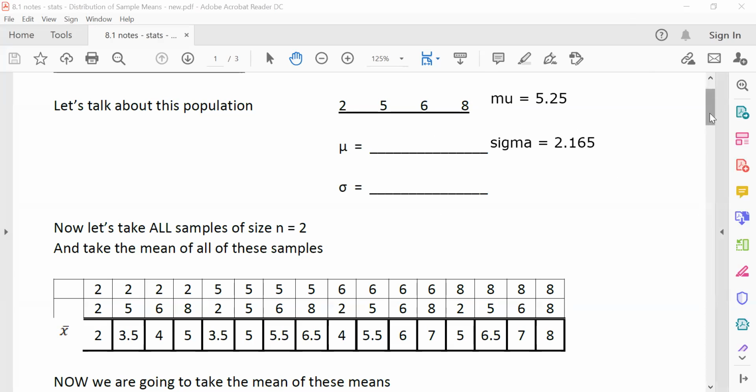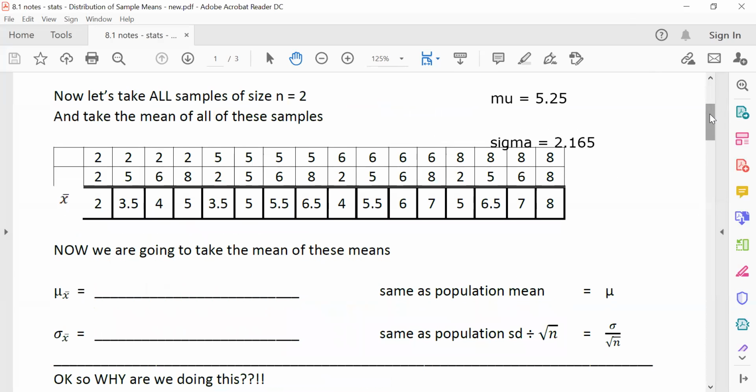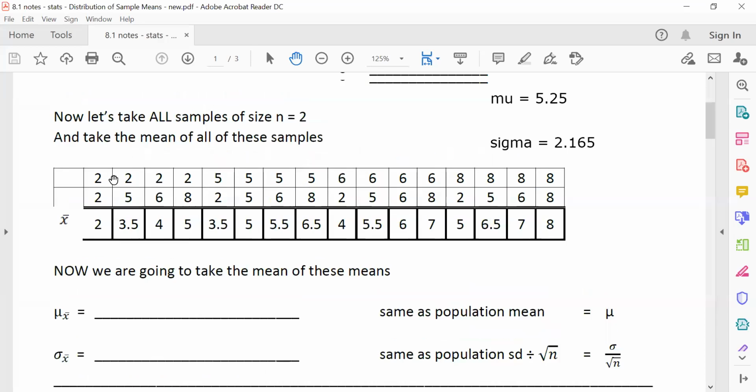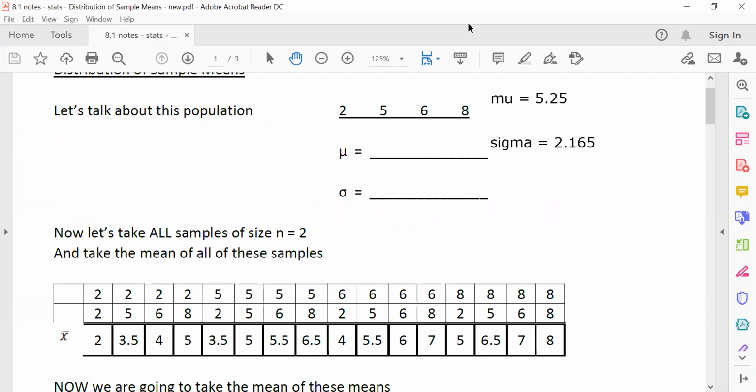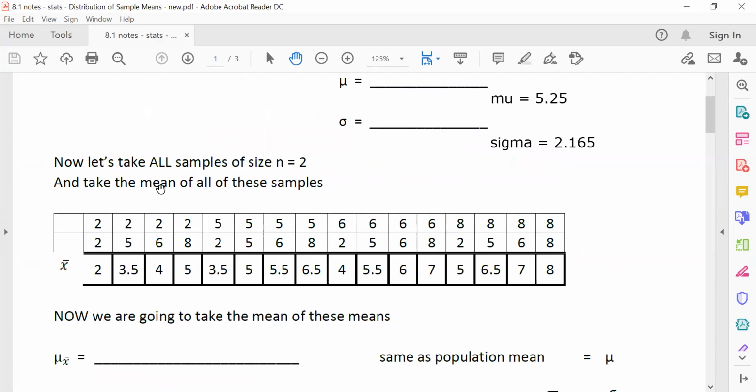And now let's look at what we can do with this. What we can do is take samples of size n equals 2. So what do I mean by that? Well, each one of these is going to be a sample here. So think about it: you have the numbers 2, 5, 6, and 8.